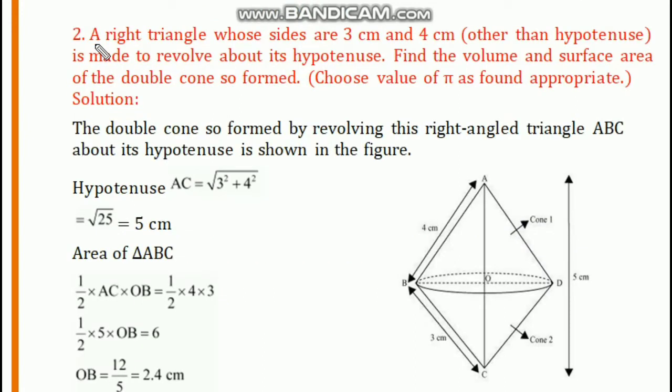Students, let's discuss exercise 13.5 second sum. A right triangle whose sides are 3 centimeter and 4 centimeter other than hypotenuse is made to revolve about its hypotenuse. Find the volume and surface area of the double cone so formed.